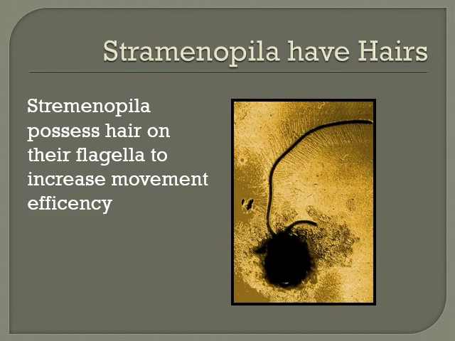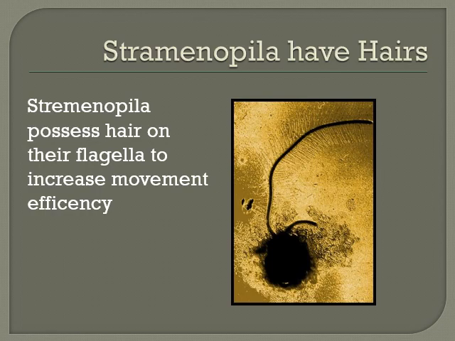Another group, Stramenopila, they have hairs. That hair serves to increase surface area. Because the more surface area this flagella has, the more water it can move, the more it can push. It's just like, have you guys ever been on a canoe? Okay, you know what an oar is? If you have an oar, you stick it in the water, and you push the oar, and it moves water. We're all good on that part, right?